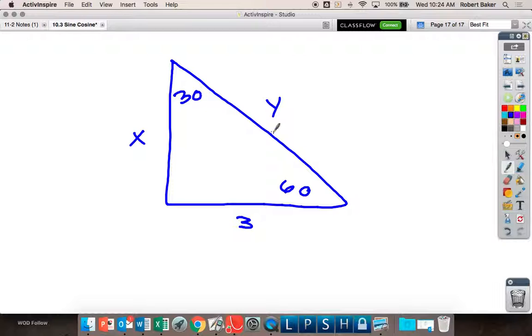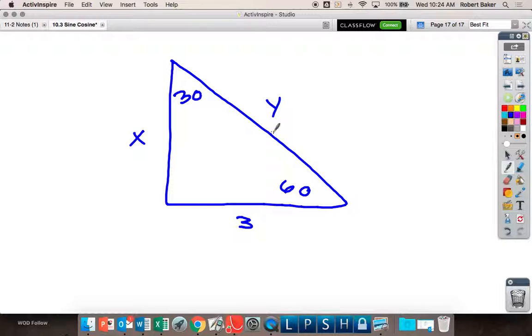Okay, so what trig function do you want to use to solve for something? No, you can't use Pythagorean. I don't want you to use special right triangle tricks either. You could do sine, you can do cosine. That's what I'm after. In this scenario, you can use any trig function you want.